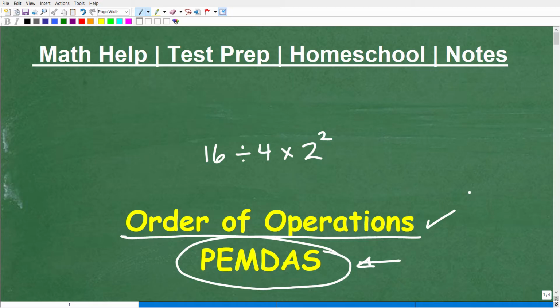Over my years of teaching mathematics, I would have to say a good majority of the math errors that people make when they're struggling in mathematics come from their lack of understanding of the order of operations. So it's critical that you get this down. If you get this down, you're going to do much better in mathematics. So let's go ahead and review the order of operations in this quick little video.